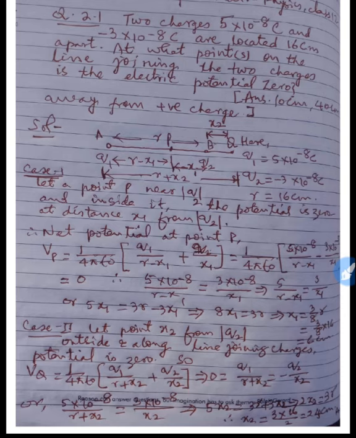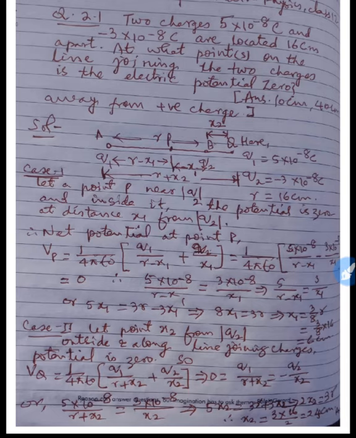First, the question: two charges, 5 into 10 to the power minus 8 coulomb and minus 3 into 10 to the power minus 8 coulomb, are located 16 centimeter apart. At what points on the line joining the two charges is the electric potential 0?